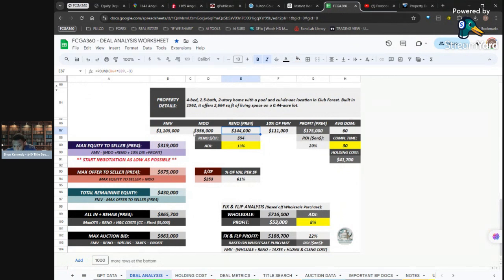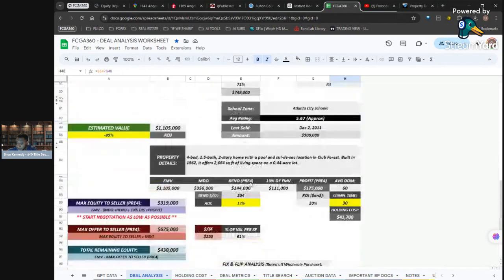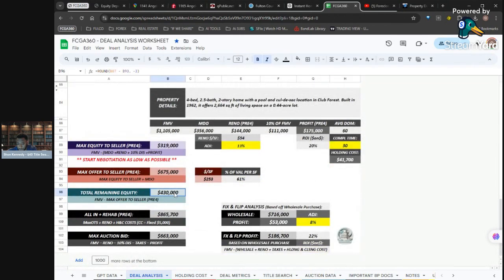144 into it. We'll clear out the debt and put $319,000 in the seller's pocket. And we'll be getting it for $253 a square foot, which is 61% of the total square footage up here. And this way we can secure a 20% ROI if we acquired it for this price, put the rehab in, account for contingency, and sold it for 10% less than what the listing price is.